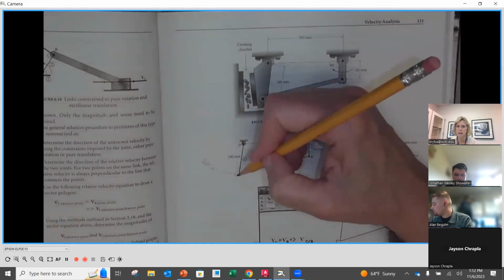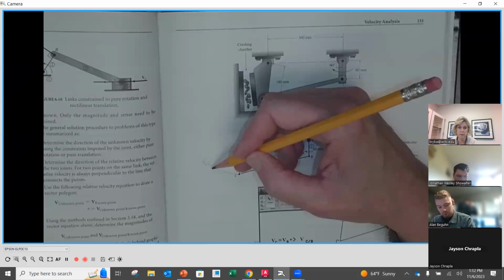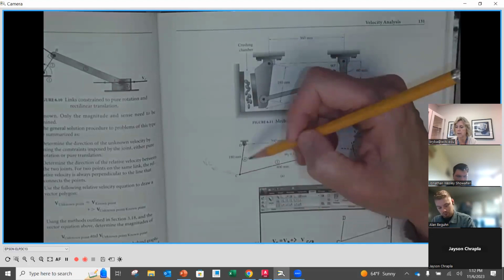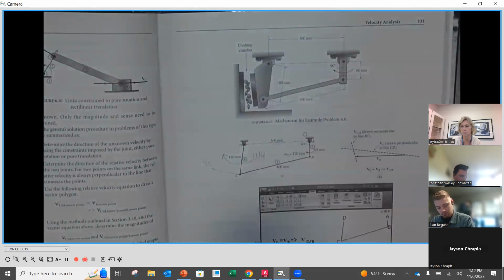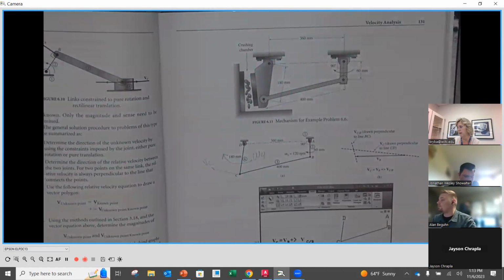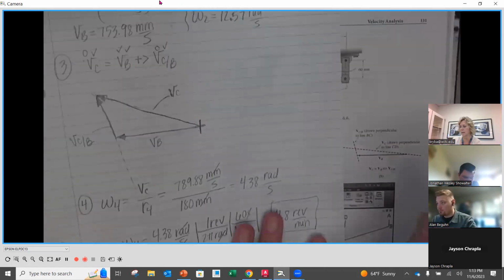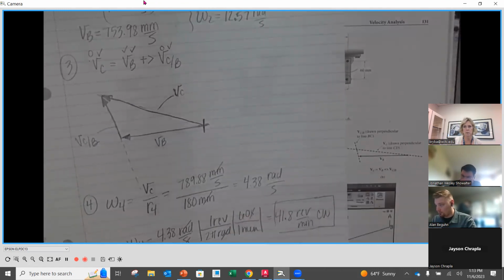So you'll notice that if our velocity, as we confirmed in our vector diagram, is going up and to the left, then this will indeed be going in a clockwise direction. So that would be our W4. Okay, so we do want to add that to our answer, but we do want to have it in revolutions per minute. So this would be clockwise. Add that on for the direction as well.